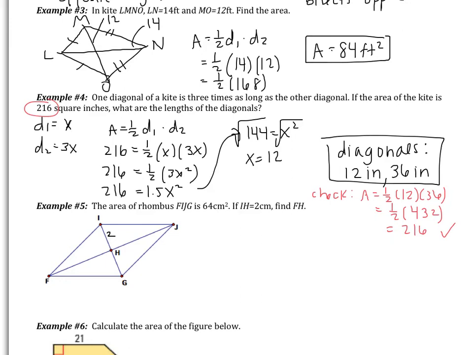First thing, I know that the diagonals are perpendicular. I know that they bisect each other. So this little part is congruent to that one, this little part is congruent to that one. So that helped me right now. If IH is 2, then HG also has to be 2.